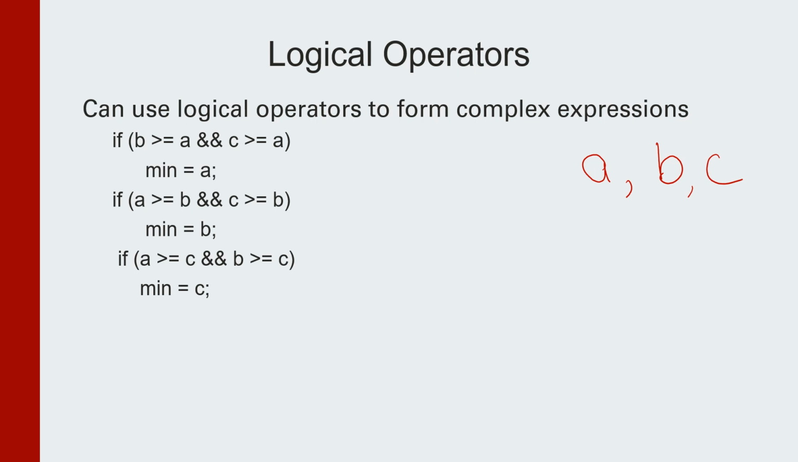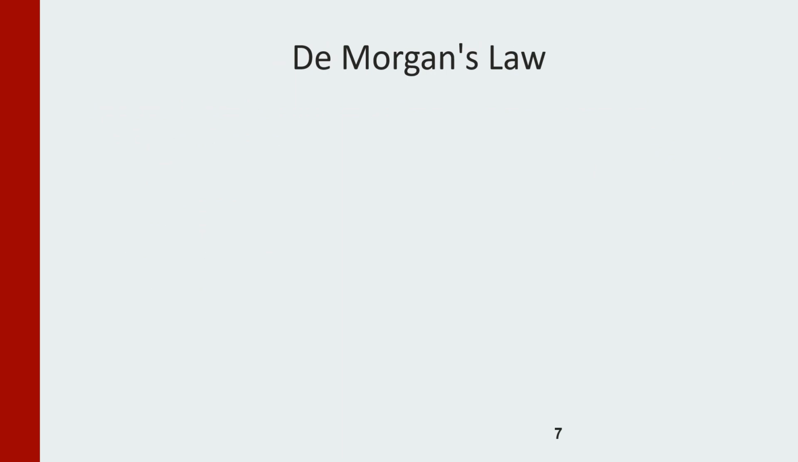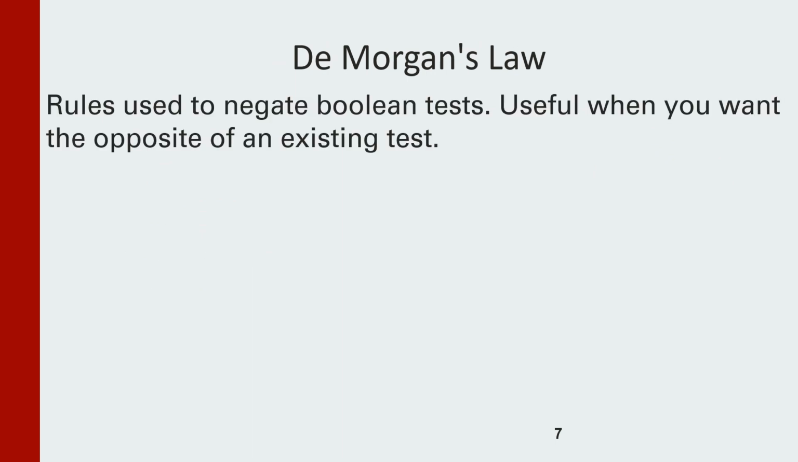Now, this may be a little bit easier depending on how you think about things than doing that nested if statement. De Morgan's law are rules used to negate Boolean tests. They're useful when you want the opposite of an existing test. Let me show you the two rules.